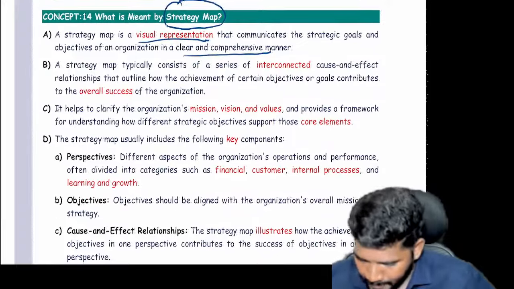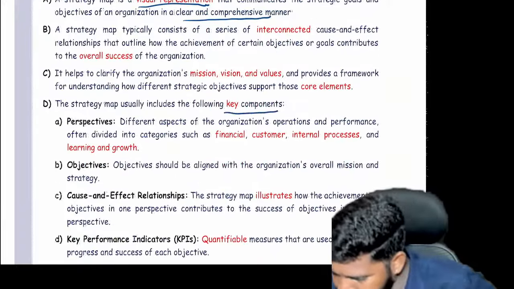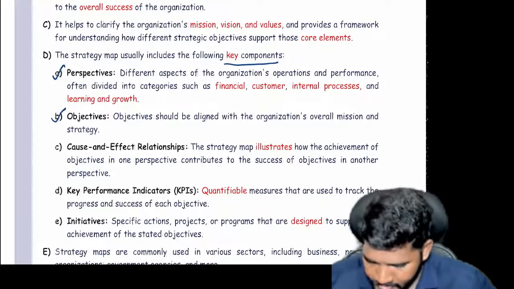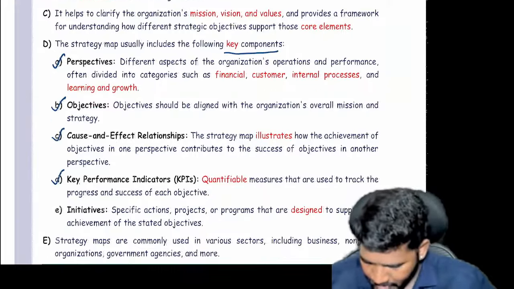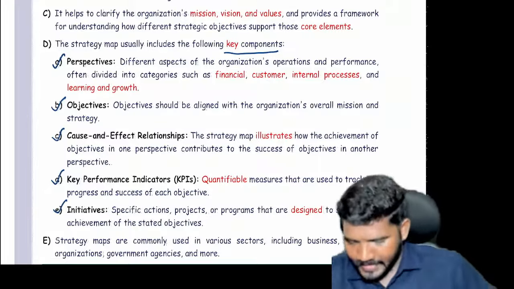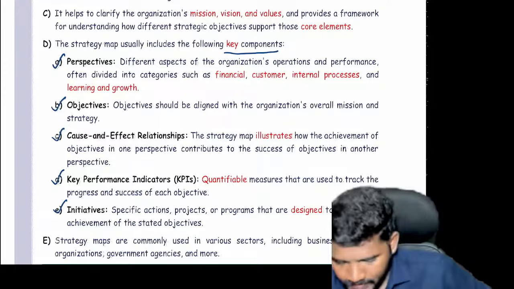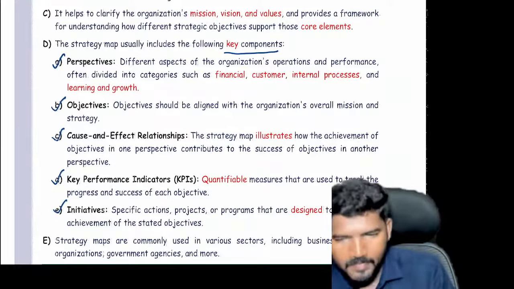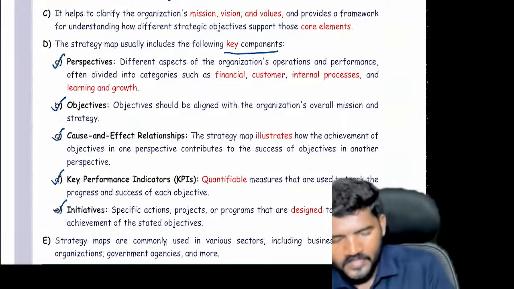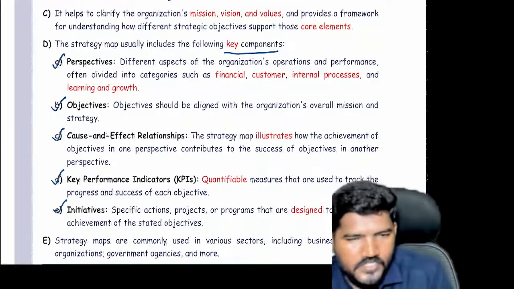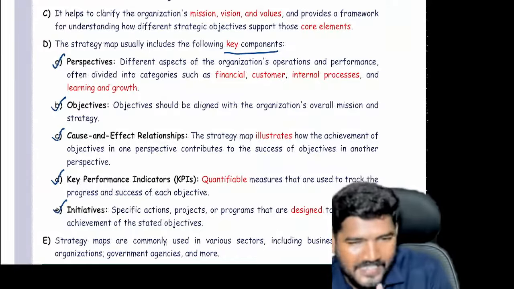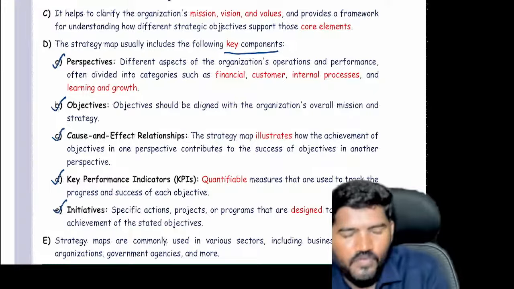For a strategy map, you have to focus on key components. The key components are perspectives, objectives, cause and effect relations, key performance indicators, and initiatives. I will give clarity on key performance indicators in the third chapter. In every strategy map, they focus on perspectives. From the perspective point of view, there is a concept called the balanced scorecard. In the balanced scorecard, we focus on four perspectives: financial, customer, internal process, and learning and growth. You have to consider that first to create the visual presentation of strategy.